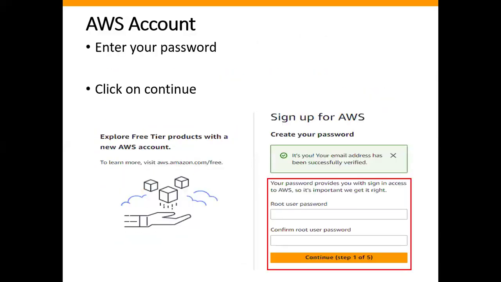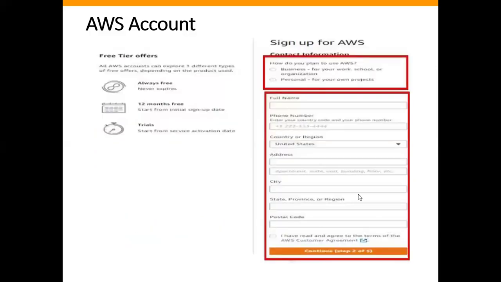Once you click on continue after giving your password, you have to select which plan you want to use. There are 2 types of plan: one is the business plan, one is the personal plan. You have to select personal because you need the free tier, the free quota. On the left-hand side, we have mentioned free tier offers, which we discussed in yesterday's session. Some are always free, some are 12 months free, but some come under a trial period.